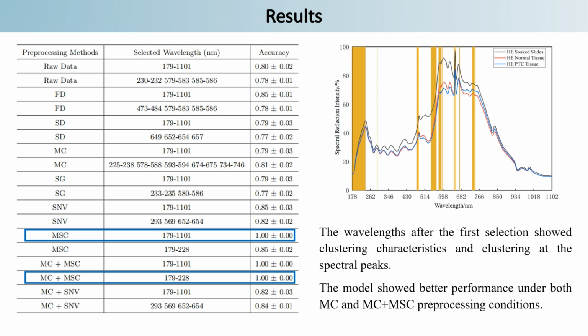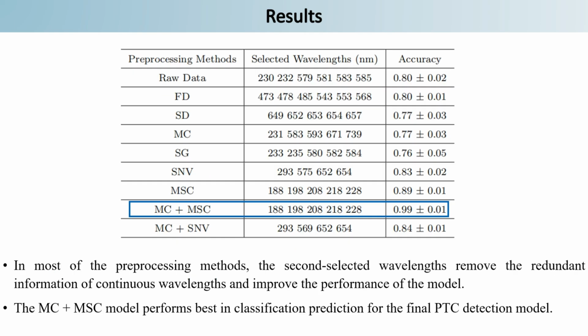We observed that the wavelengths after the first selection showed clustering characteristics, clustering at the spectrum peaks, and the model showed better performance under both MC and MC plus MSC pre-processing conditions. The experiment findings additionally revealed that the second wavelength selection effectively removed redundant information from consecutive wavelengths in the majority of pre-processing methods, thereby enhancing the model's performance. In the ultimate PTC detection model, the MC plus MSC model exhibited the most robust classification prediction performance.